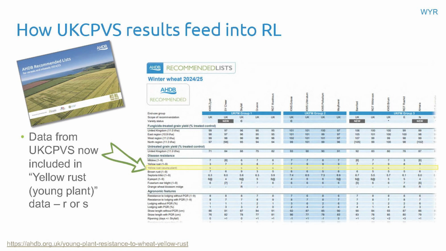So I wanted to explain how the UKCPVS feed into the RL. The data from UKCPVS is now included as this yellow rust young plant data, and it's on a separate line in the RL booklet. And just point out the link there to the AHDB website. They've got a nice explanation of the young plant resistance and how it's worked out. But my next slide shows it in a little bit more detail.